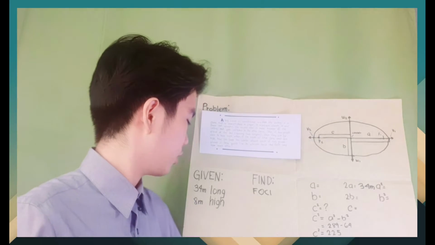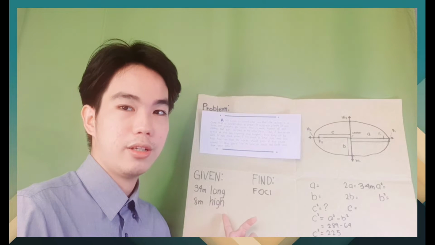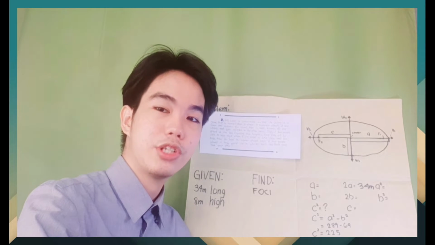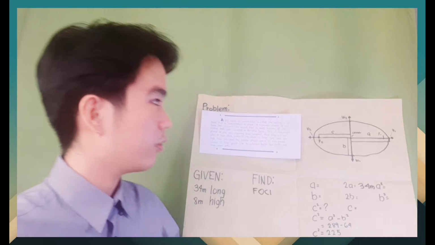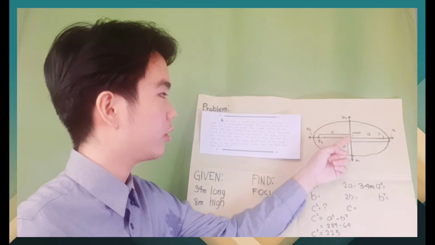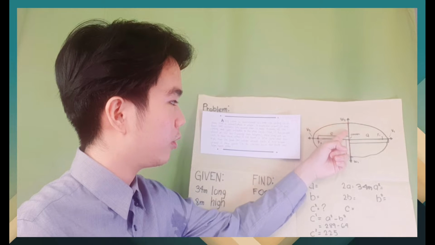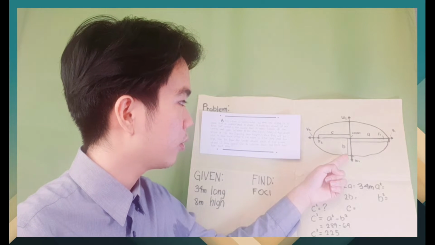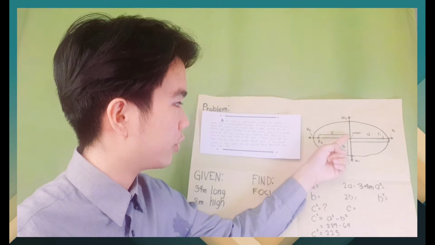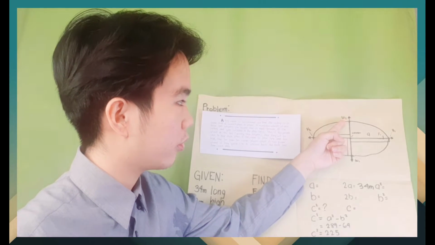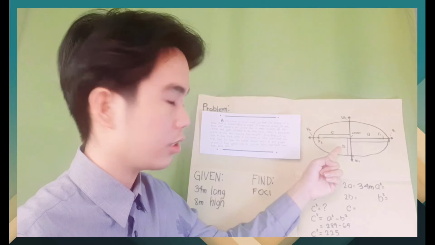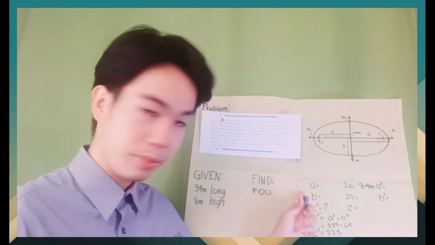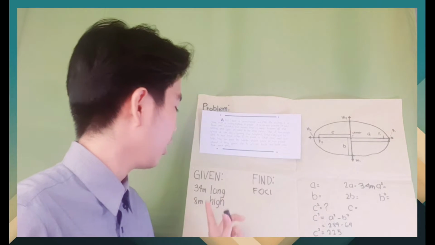So again, from the given, 8 meters high. We must remember that it is semi-elliptical in shape. So the height of the ceiling is 8 meters, and we can assess that this is the minor axis, where the value from the center to the endpoint of the minor axis is b. So the value of b is 8.